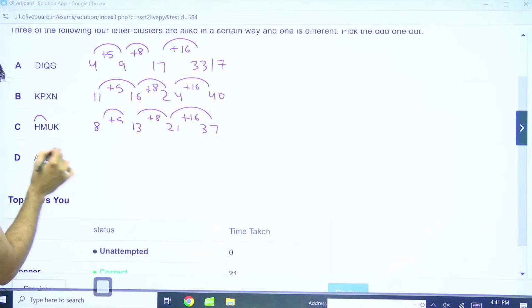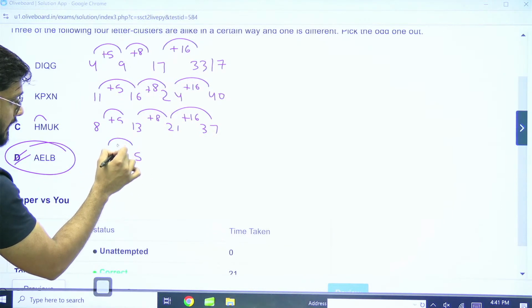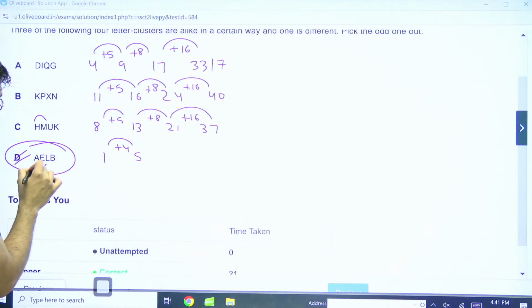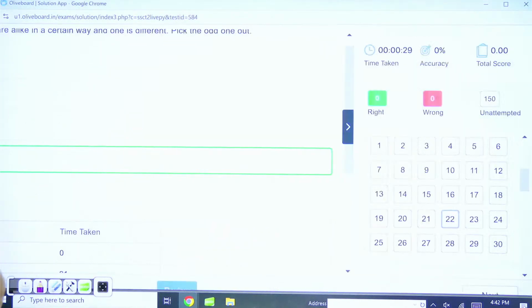So the right answer should be option D. No need to check this one. A is 1, E is 5, we can see the gap is 4. So here it is wrong. Here it is wrong. Option D. Let's mark D. D is the right answer.